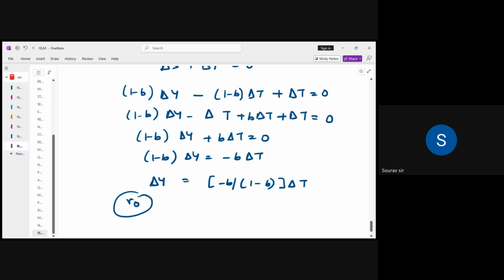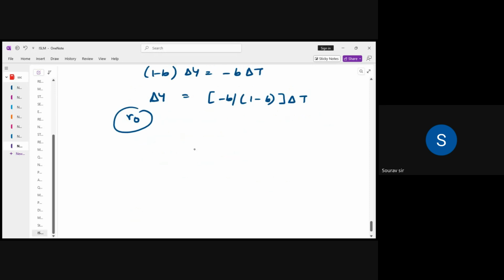R naught. So income has to fall for product market equilibrium, and that is at R naught with a high level of tax. But the magnitude of the leftward shift of the IS curve for a 1 unit increase is what? Minus B by (1 minus B), which is the tax multiplier. Tax multiplier for what? For the simple Keynesian model, correct?